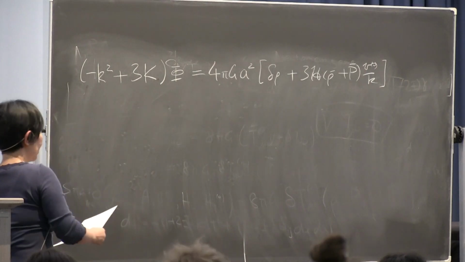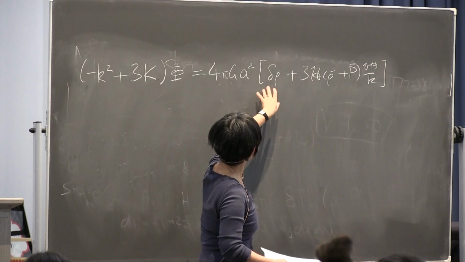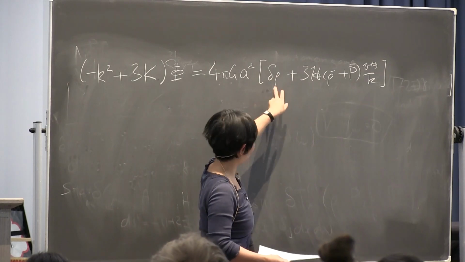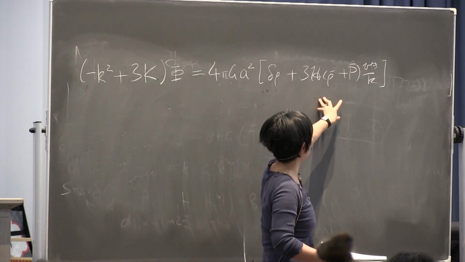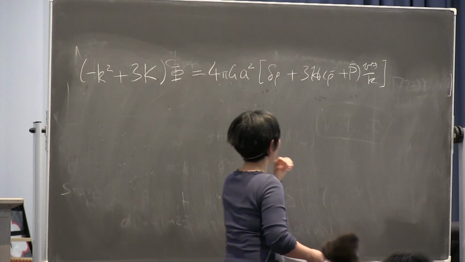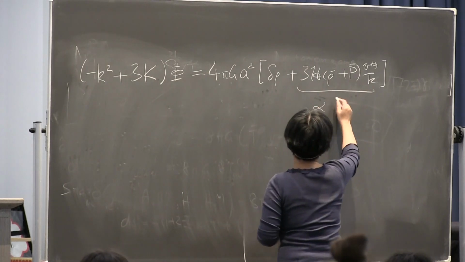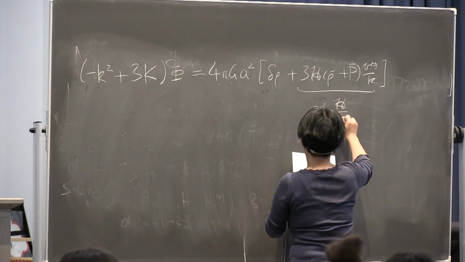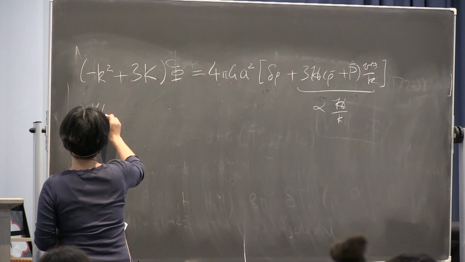Now, what we see immediately is the delta rho term, which is a density perturbation. And this second term here is proportional to any kind of non-zero bulk velocity of the stuff in the universe. But this second term here is proportional to h divided by k. Okay? What's h divided by k?